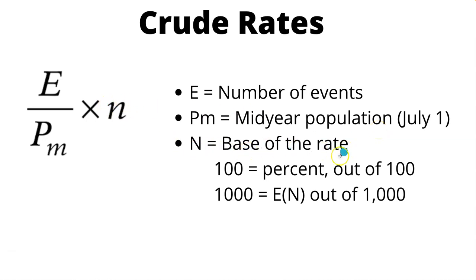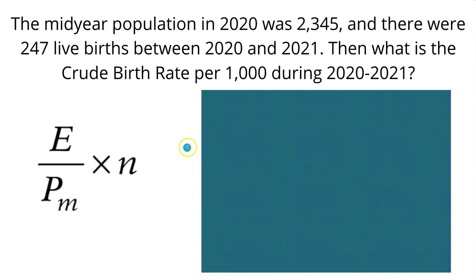So when you calculate percentages, the cent is 100 in the Greek letter. But usually in the crude rates, we use 1000 as a standard number. So E divided by the mid-year population, multiplied by 1000, then you can calculate the crude rates of the population.